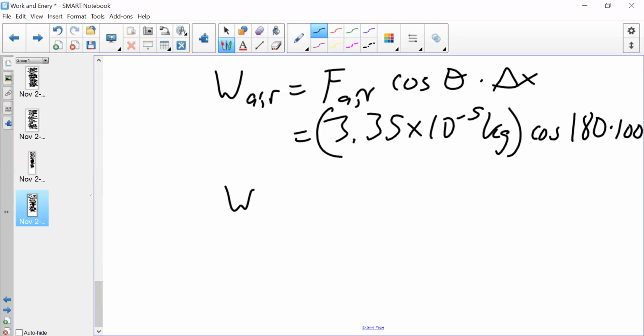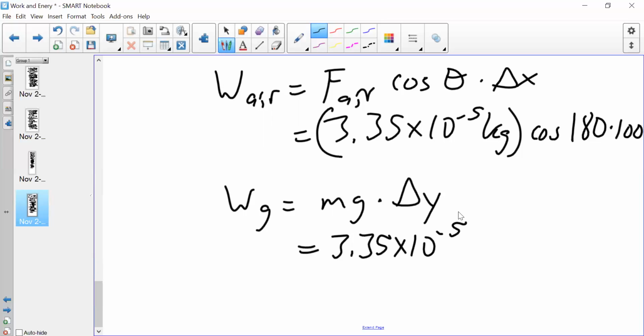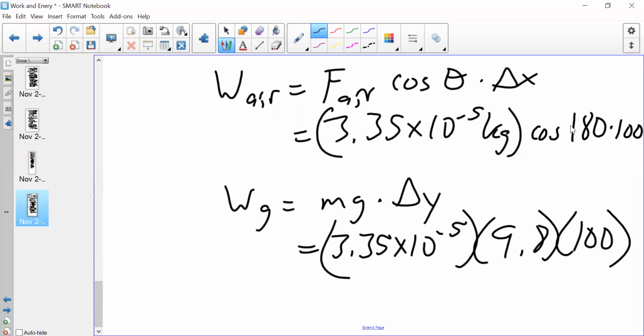Work done by gravity will be the force of gravity and its displacement, mg delta y. They're moving with each other, so the angle is 0 degrees, and cosine of 0 is just 1. So the work done by the force of gravity will be positive, 3.25 times 9.8 times 100. And so this will be -1. So the work done by the air resistance will be negative. The work done by gravity will be positive. We're going to come back to this and others and more and get this locked in.